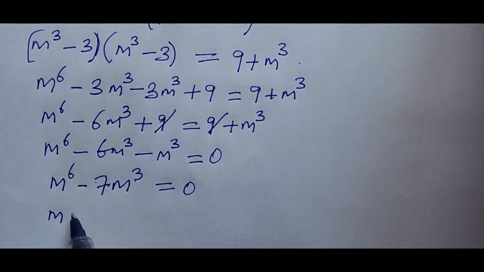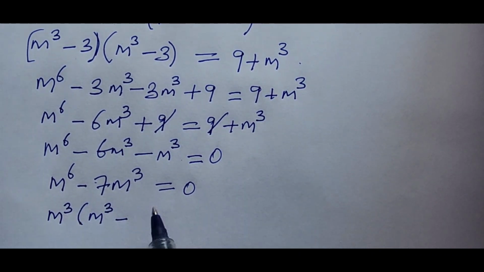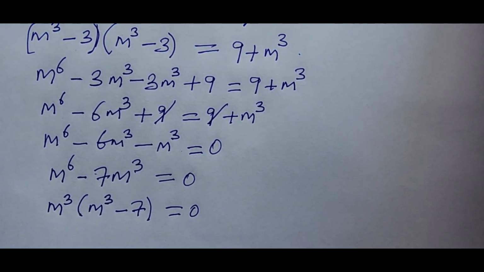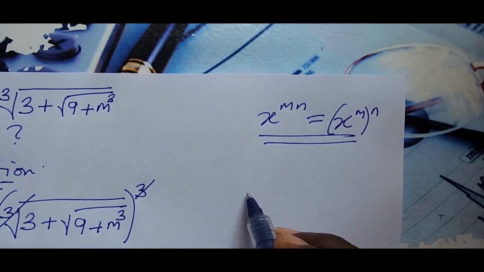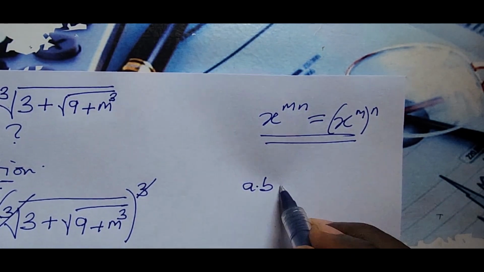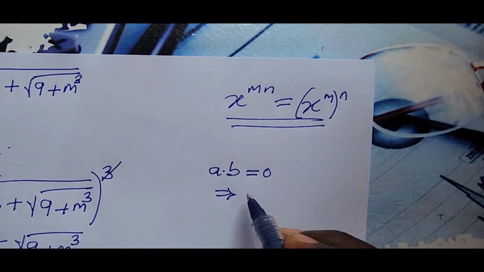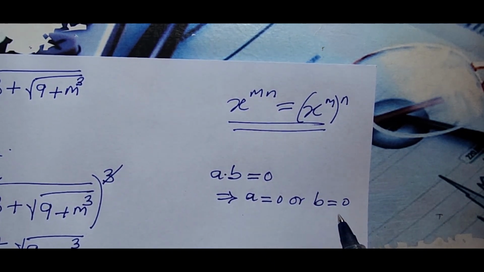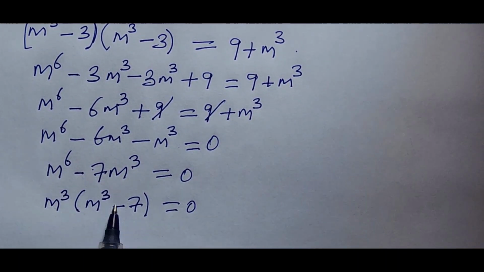So we're going to have here m to the power of 3 into, if we use this to divide this, we are left with m to the power of 3, then minus, we use this to divide this, so I'm left with just 7, then equal to 0. Then we apply a rule which says that when you have a times b equal to 0, it implies that a is equal to 0 or b is equal to 0. So if we apply this rule, we can equate this to 0, equate this to 0.